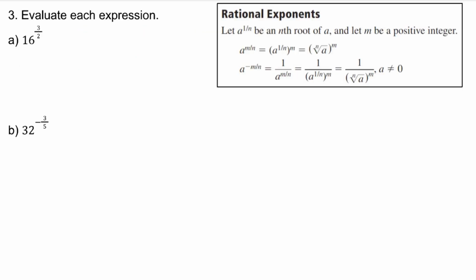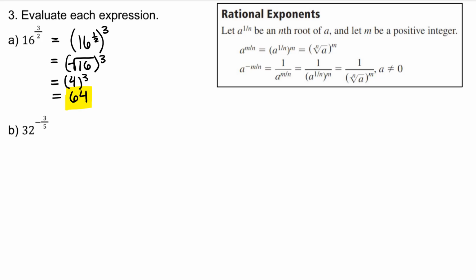We did this in the beginning where we were able to rewrite a rational exponent as a product of powers, such as 16 to the 1/2 cubed. 16 to the 1/2 is square root of 16. The square root of 16 is 4. Now let's cube it. 4 times 4 times 4 is 64.